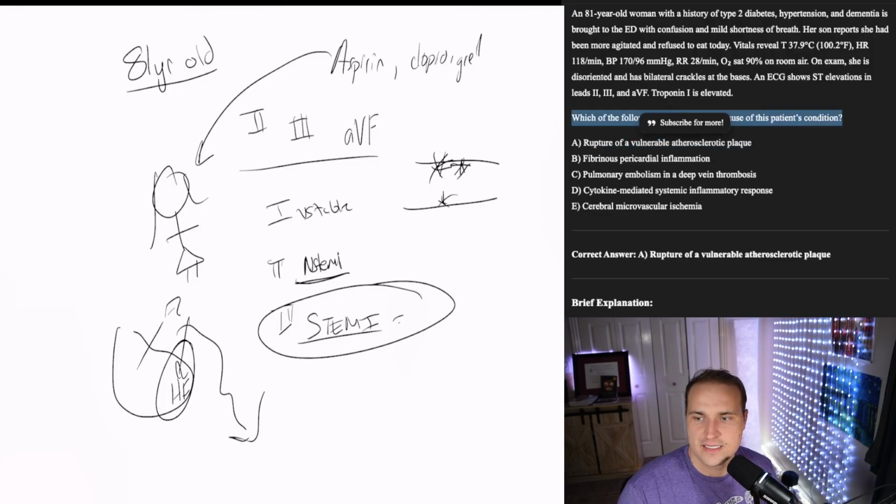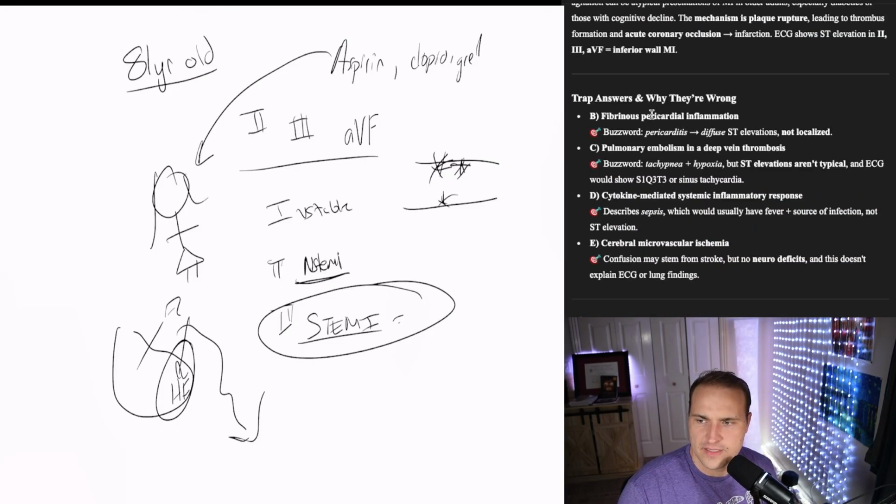Now, there are a lot of things that it's not, and let's see the reasons why. Fibrinous pericardial inflammation. Pericarditis has diffuse ST elevations that's not localized to one lead. Pulmonary embolism and deep vein thrombosis. You'd see tachypnea and hypoxia, but ST elevations would not be typical there. That'd be pulmonary stuff. We couldn't breathe. Cytokine-mediated inflammatory response would be sepsis. You'd see fever and infection, not ST elevations necessarily. Cerebral microvascular ischemia stems from stroke, but no neurodeficits.